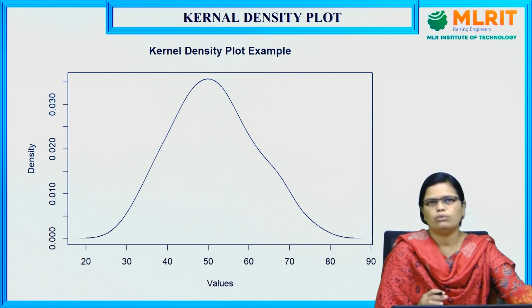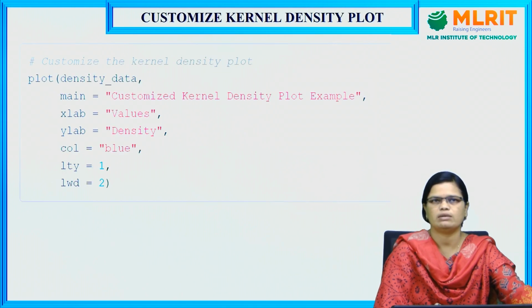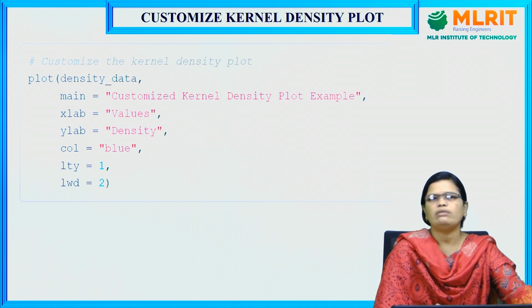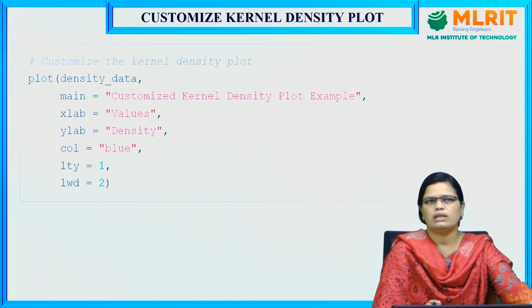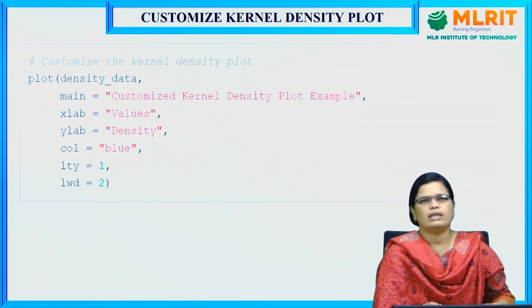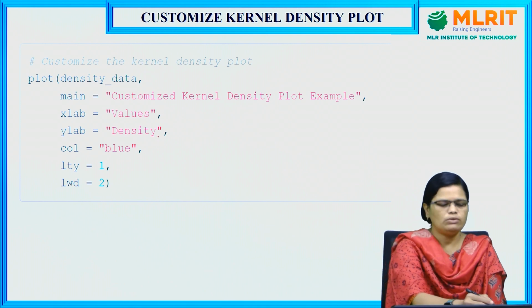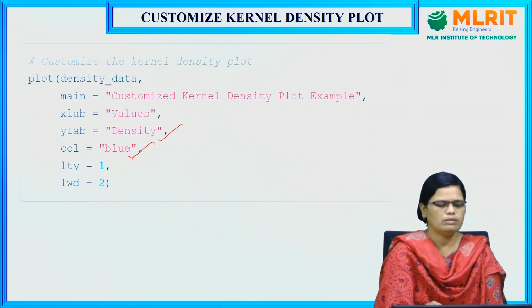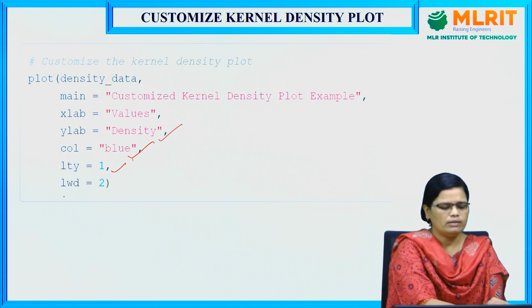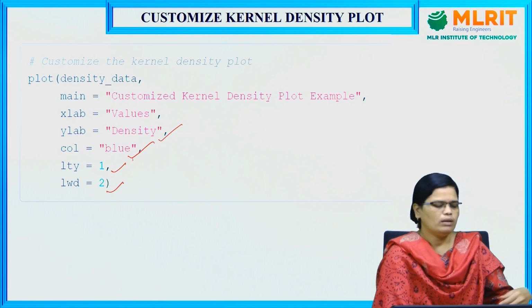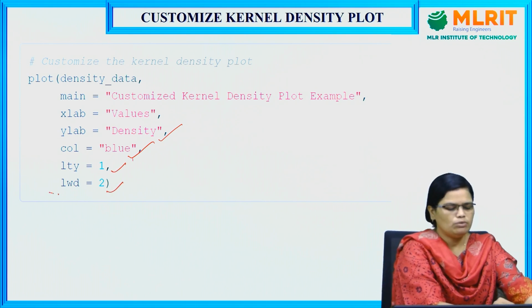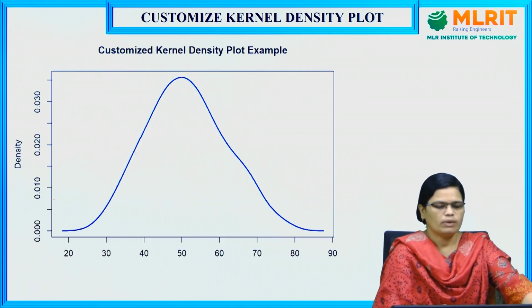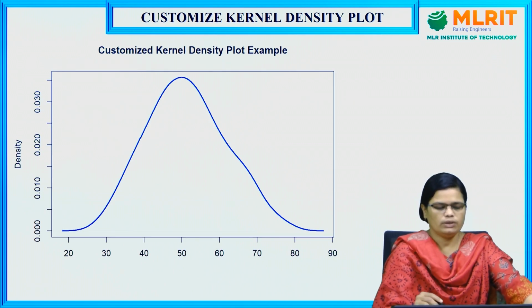When we do the missing values calculation, in that kind of situation we'll go for kernel density plots. So here we are customizing the kernel density plot. For the x label we have assigned values, for the y label we have assigned density, and the color we have selected is blue. Line type is 1, line width is 2. So line width is a new parameter we are going to look at. Now look at this one.